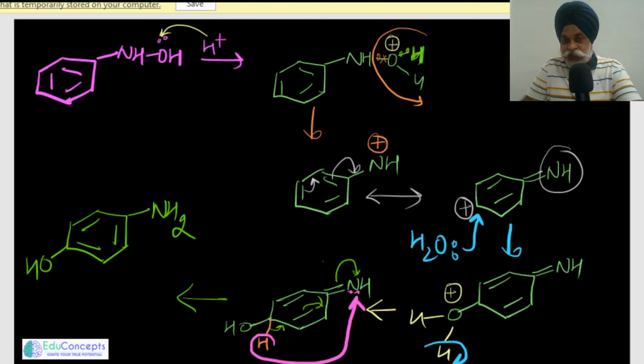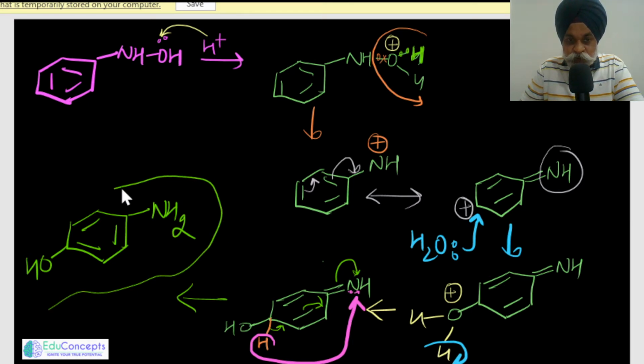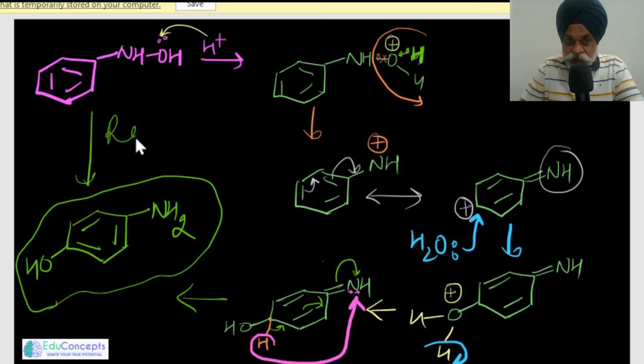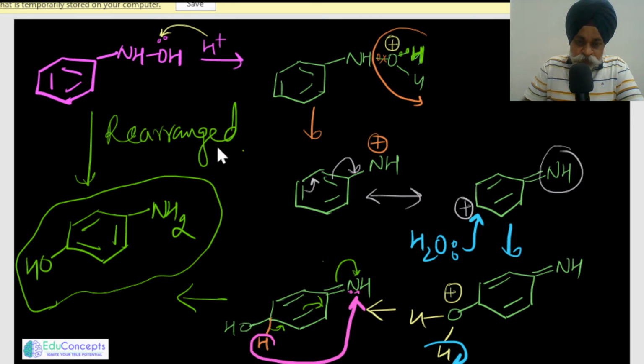So as a matter of fact, this is the product being formed during this particular sort of rearrangement, because the H positive has been added, the molecule got rearranged. This got rearranged in an acidic medium to give you para-hydroxyaniline.